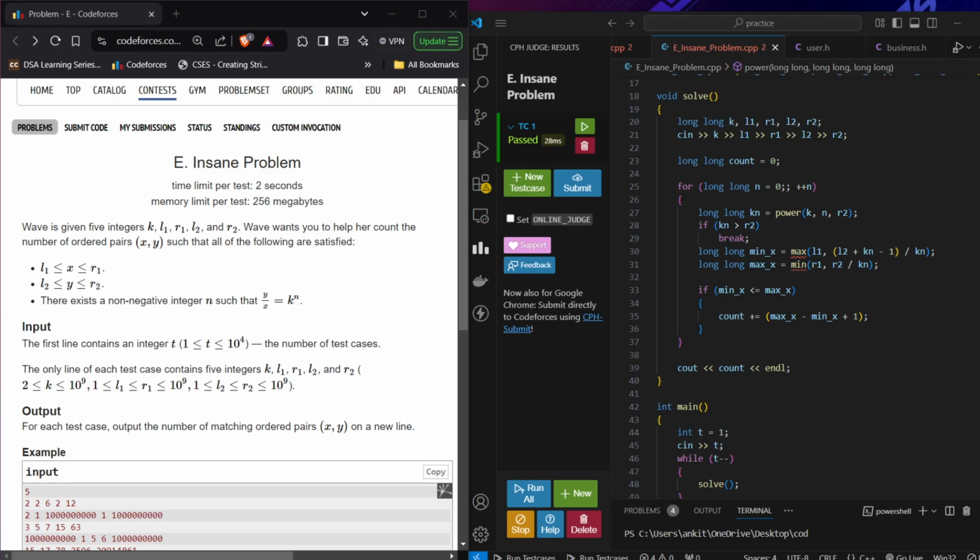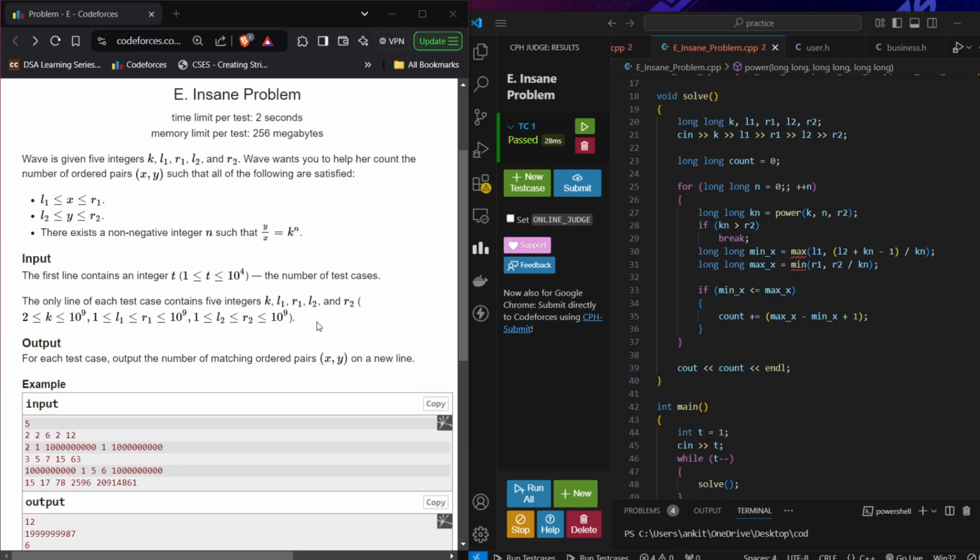So in this problem, Wave is given 5 integers k, L1, R1, L2, R2, and wants you to help her count the number of ordered pairs x and y such that all of the following are satisfied. x should lie in the limits L1 to R1, y should lie in the limits L2 to R2, and there should exist a non-negative integer n such that y divided by x is equal to k to the power n. We have to solve this problem for t test cases, and the range of these integers will be from 1 to 10 to the power 9.